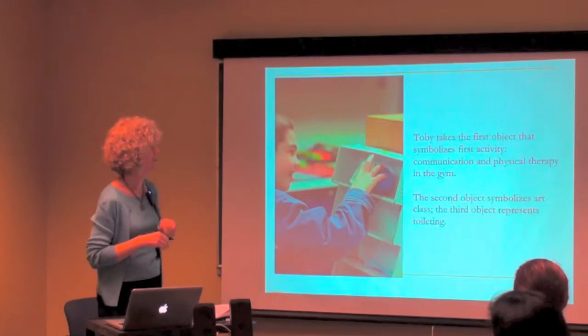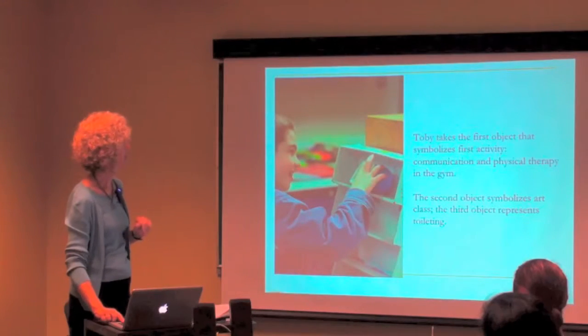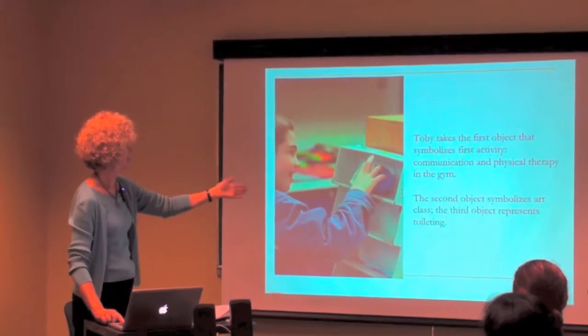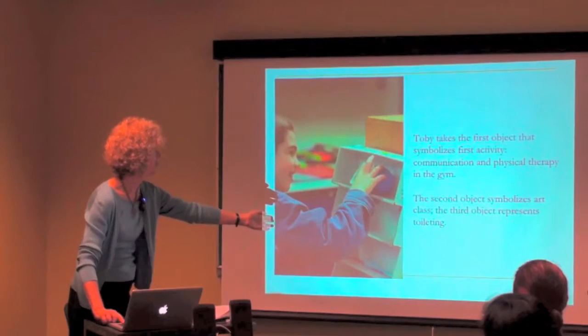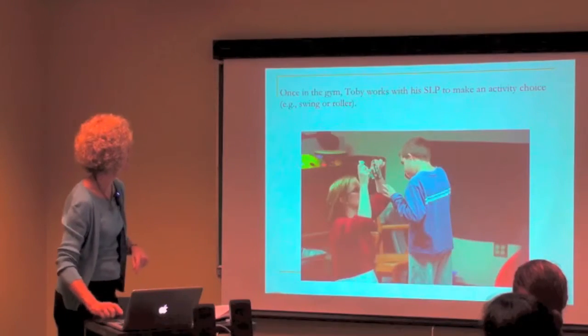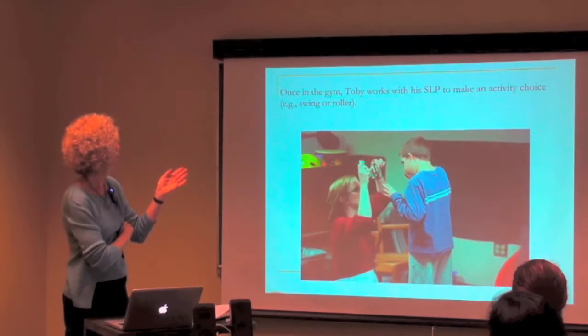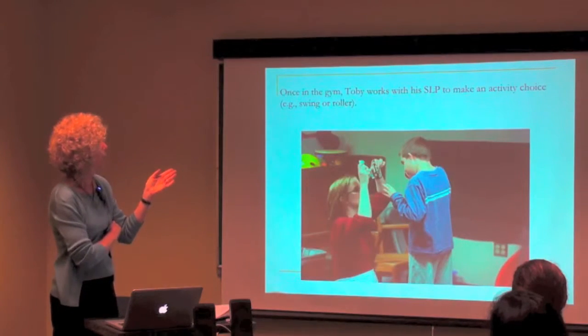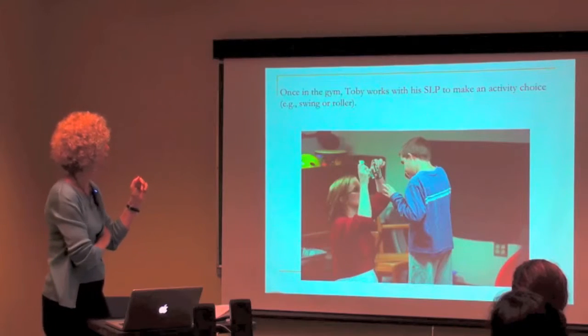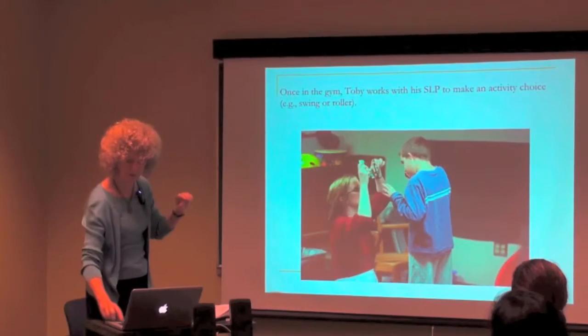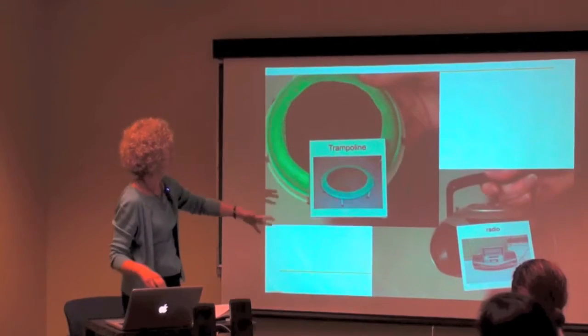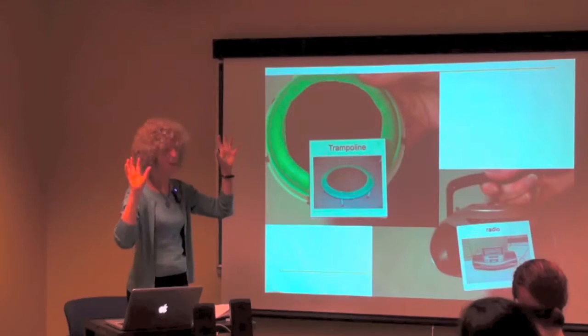So he takes the first object that symbolizes the first activity. The second one is art class. The third one is toileting, but let's just focus on the first. He goes to part of the gym and works with his SLP to make an activity choice. So she has two items, which you can see a little bit better here: trampoline and radio.